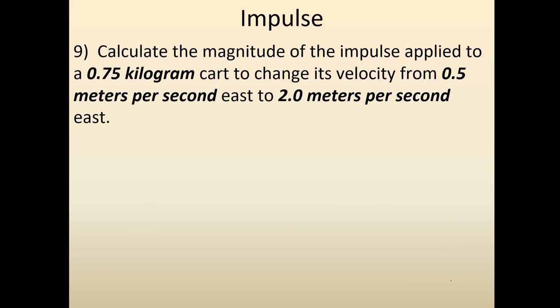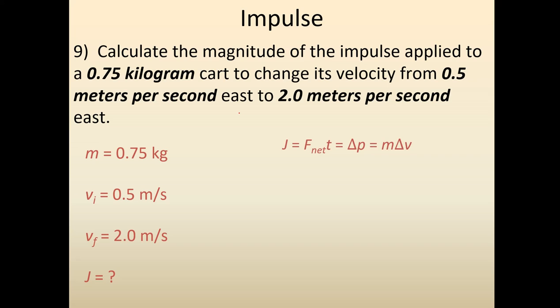All right, here's the next question. Pause the video, work it yourself, and we'll go over it in a second. All right, so based off of this, they give me the mass of 0.75. They give us the initial velocity of 0.5 and the final velocity of 2. Now, they tell me that they're both in the direction east, so I don't need to do anything crazy, but definitely keep an eye out for direction. And then from here, they want the impulse.